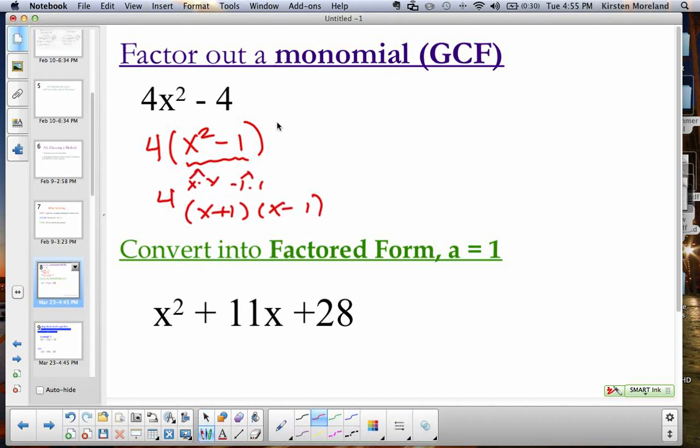So this first one is a great answer, but not completely factored. If you want to get full credit, you'd have to completely factor it. So this would be my final answer.